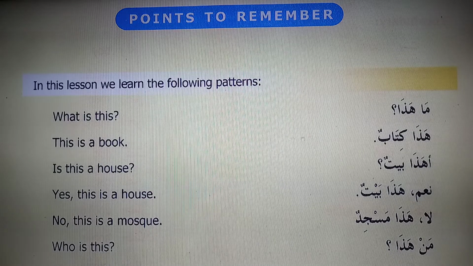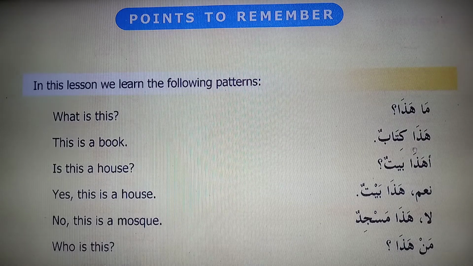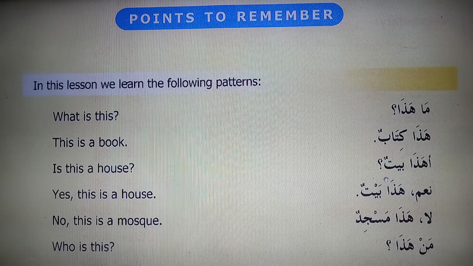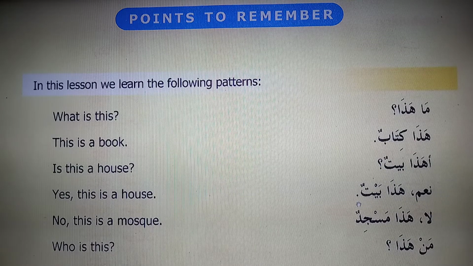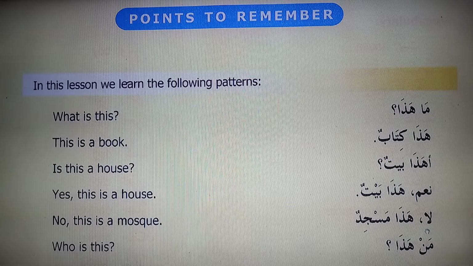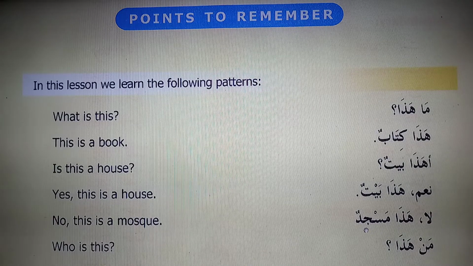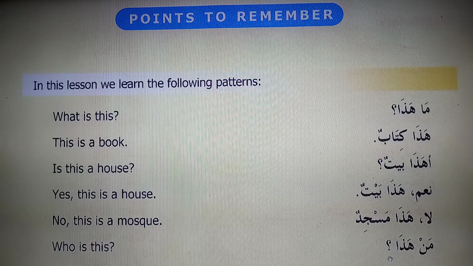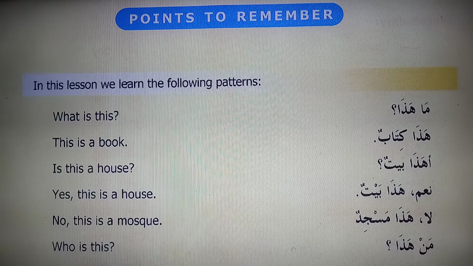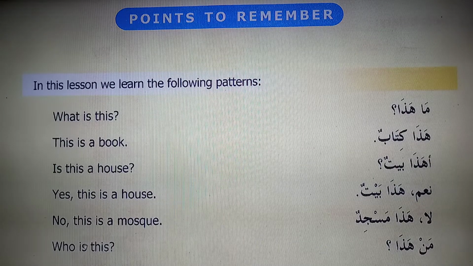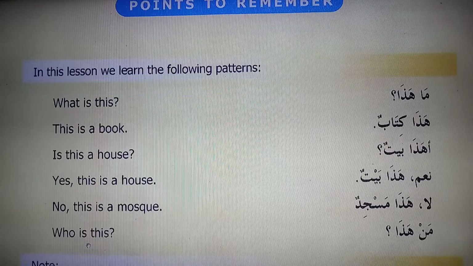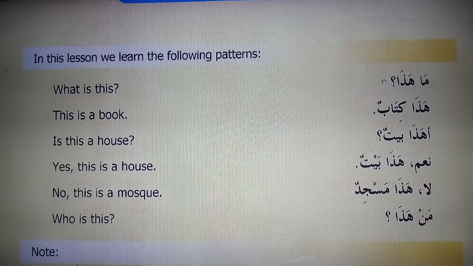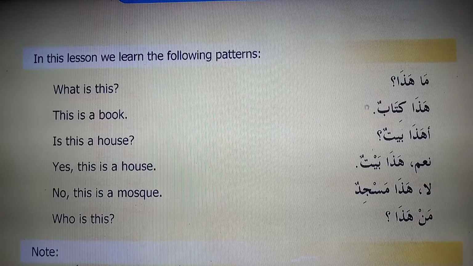ما هذا, what is this? As you can see in English, هذا كتاب, this is a book. أهذا بيت, is this a house? نعم هذا بيت, yes, this is a house. لا هذا مسجد, no, this is a mosque. من هذا, so we're going to stop over here and you can see the interpretation on the other side. So that's the translation over there in English, and that will help you understand the meaning of these words here that are in the form of questions.